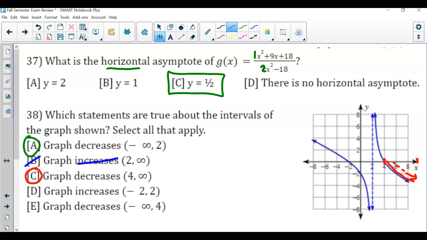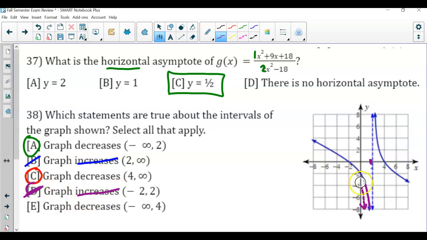Now let's look at from negative 2 to 2. So from negative 2 to 2 here. So this portion of our graph, read it left to right. Notice how the graph is going down, decreasing. So not increasing, decreasing. So D is not an answer.